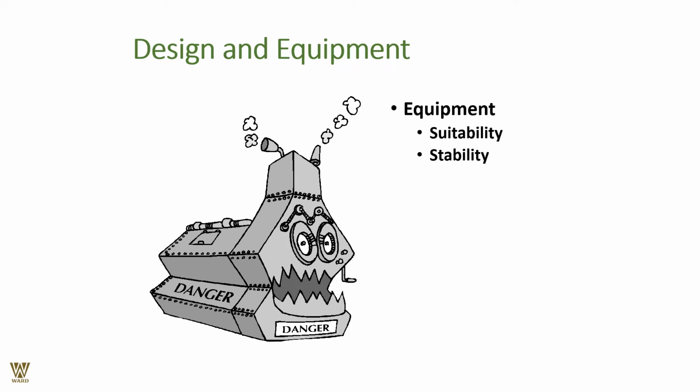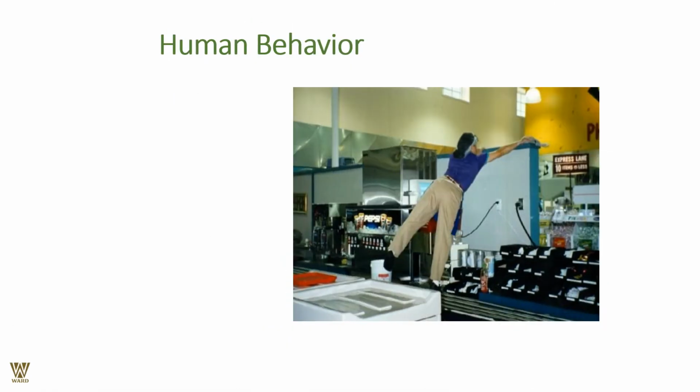Design and equipment is all about suitability and stability. We are talking about guarding, the rail guards, the staircase guards, the stair rails, the handrails, and the ergonomics thereby is what we are looking at.